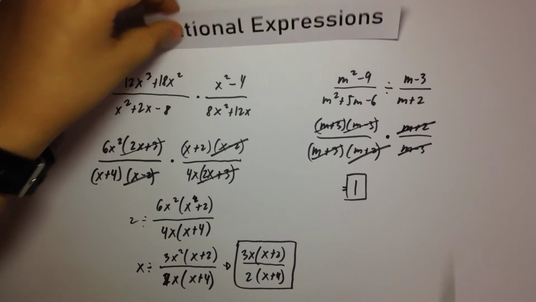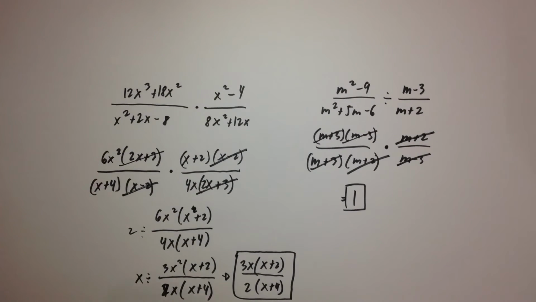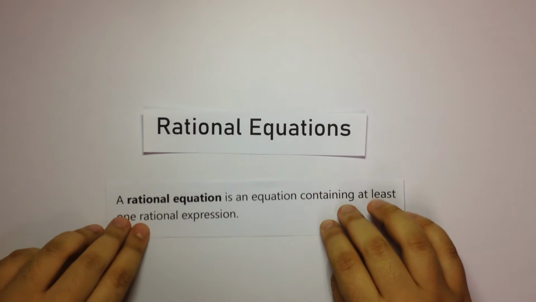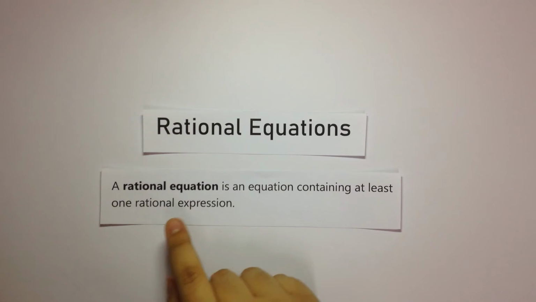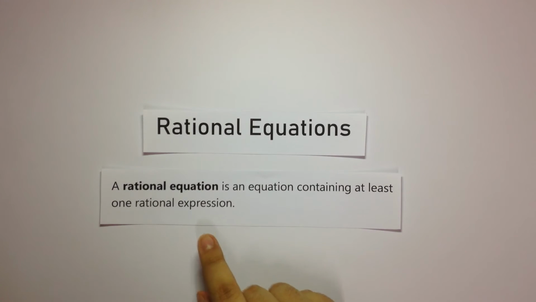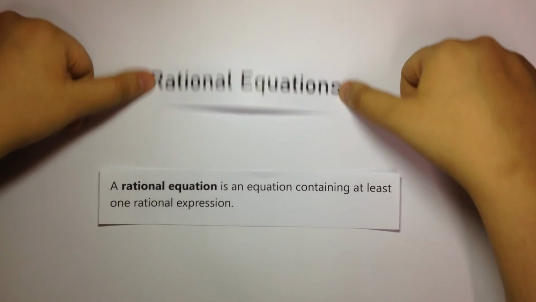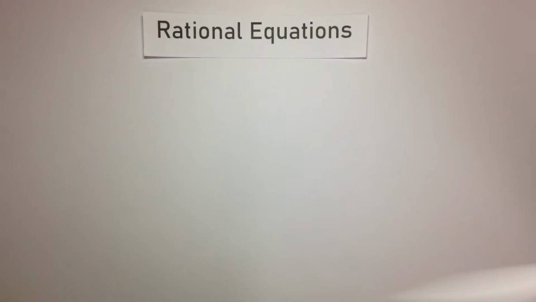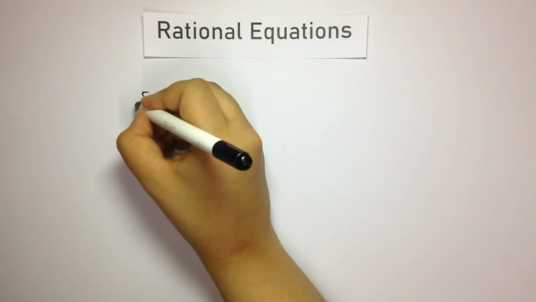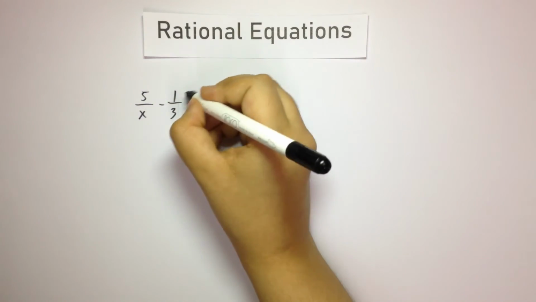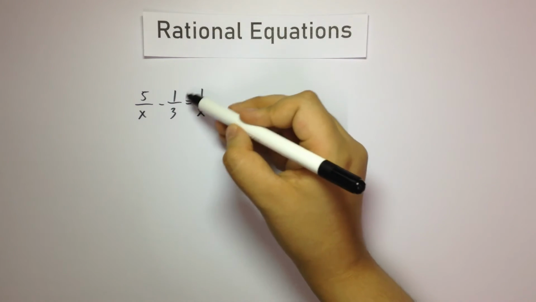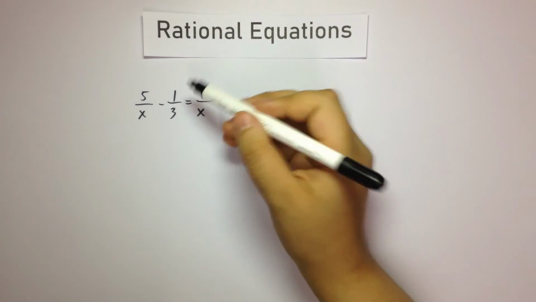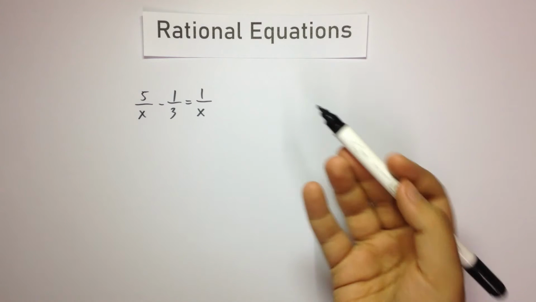Now let's move on to rational equations. First of all, a rational equation is an equation containing at least one rational expression. Let me give you some examples. For our first example, it would be 5 over x minus 1/3 equals 1 over x. A rational equation should always have an equal sign. If there's no equal sign, that means it's not a rational equation.